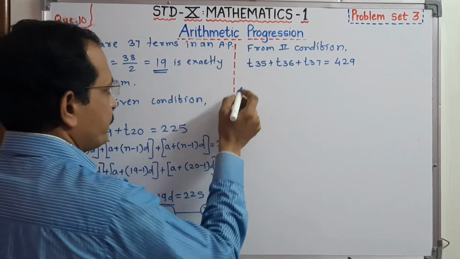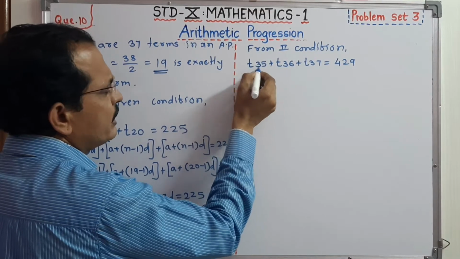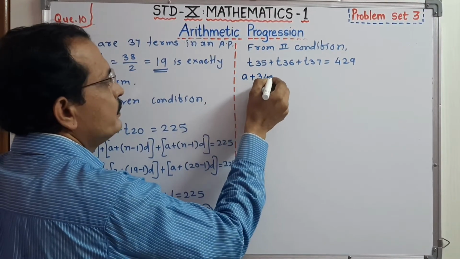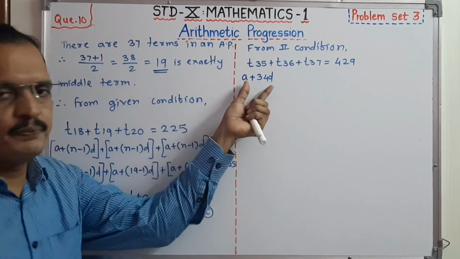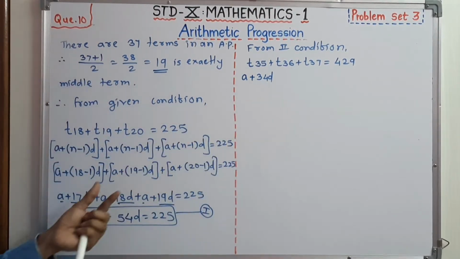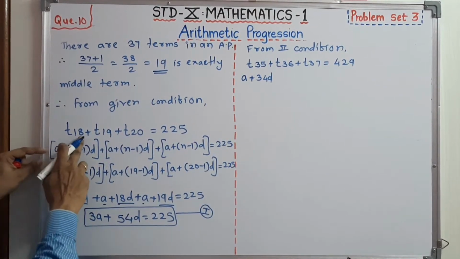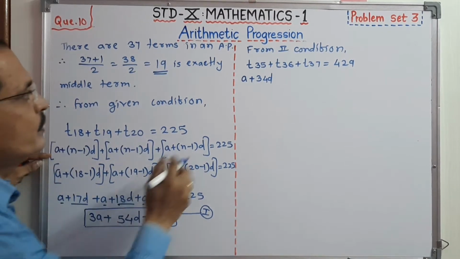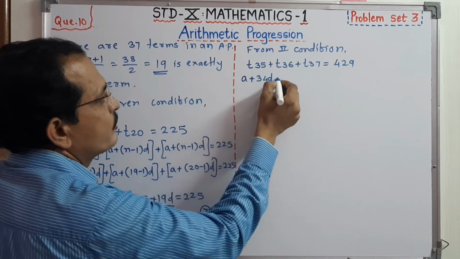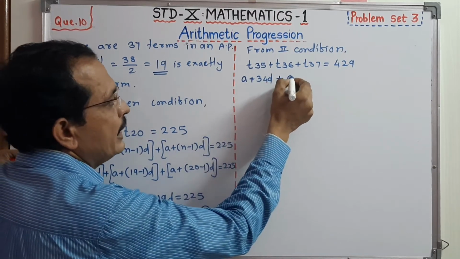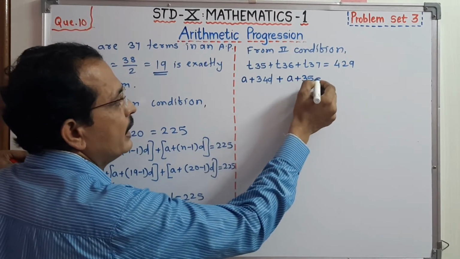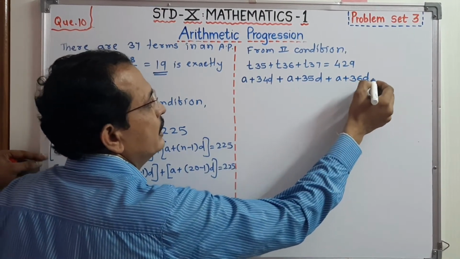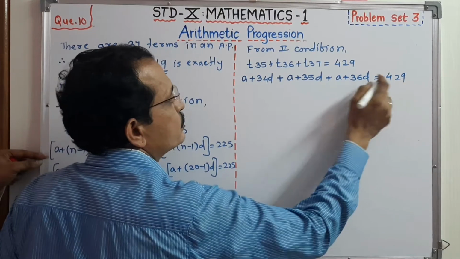Now again, T35 means a plus 34d. Can you understand this? See here, when we got a plus 17d for T18, in the same way we can write a plus 34d for T35, then a plus 35d for T36, and for this it is a plus 36d. I think everyone understood this.